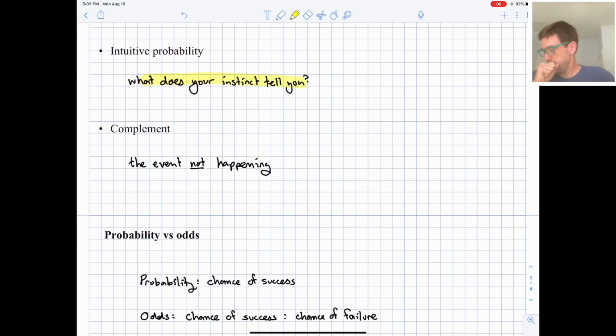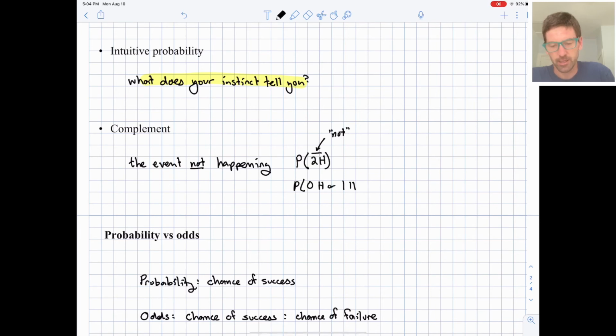Lastly, the complement refers to the event not happening. Okay, so we can talk about what's the probability of not getting 2 heads. And we put that bar on top of the event, and that just means not. Okay, because that's a lot easier than talking about the probability of getting 0 heads or 1 head or 3 heads, right? It's much easier to think about what's the chance of not getting 2 heads.